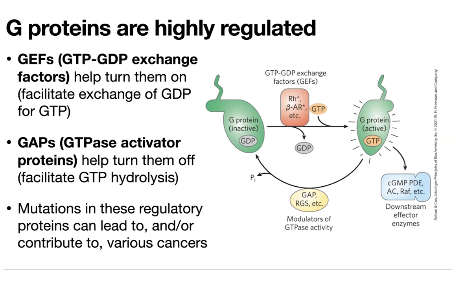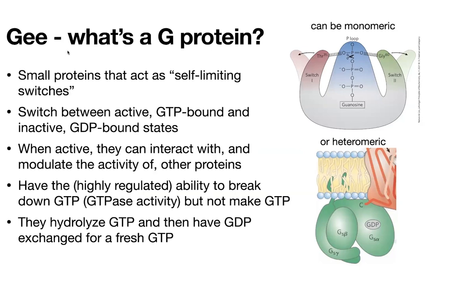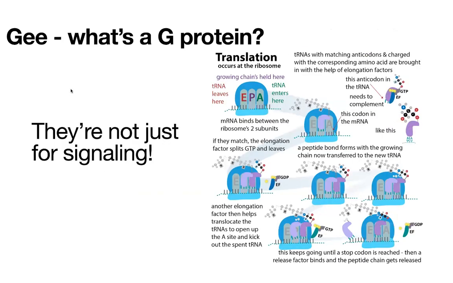What's not so cool is that they are often mutated in various cancers. Because they have such a crucial role, if you mutate them, you can permanently activate pathways, and if these pathways are involved in cell growth, then you can develop cancer because cancer is just uncontrolled cell growth. We can also find G proteins in other places in biochemistry, such as in the process of translation, or the making of proteins.